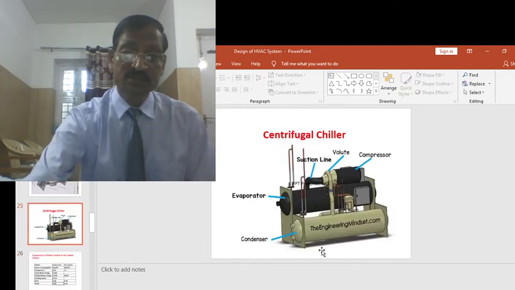Centrifugal chiller. This is one view of the centrifugal chiller. This is the compressor. This is your suction line. This is the discharge line. This is a hermetically sealed compressor. This is the evaporator and condenser. Refrigerant from the compressor comes to the condenser and gets cooled. Then through the expansion device, it goes to the evaporator where water is circulating.